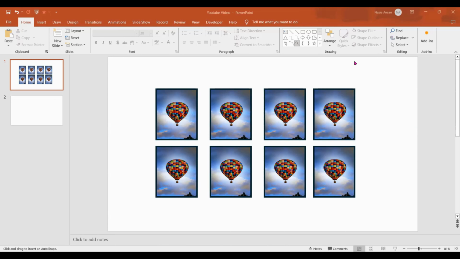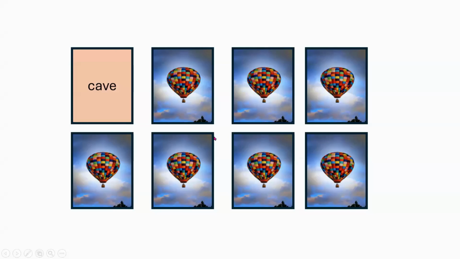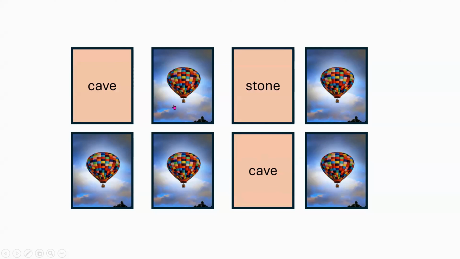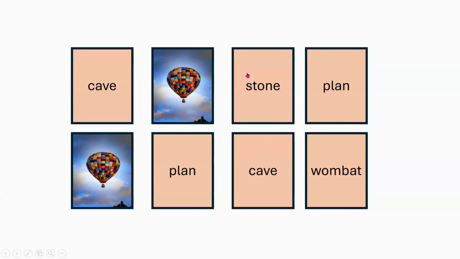So for today, we're going to have a look at a simple matching activity. So here's a little bit of a demo. To play this game, you need to go onto slideshow mode. And what happens is the student selects the words, tries to match them. And if they don't match, then they turn the card over.